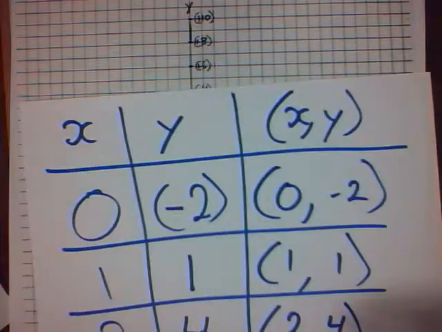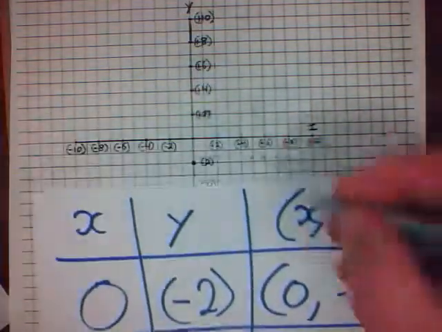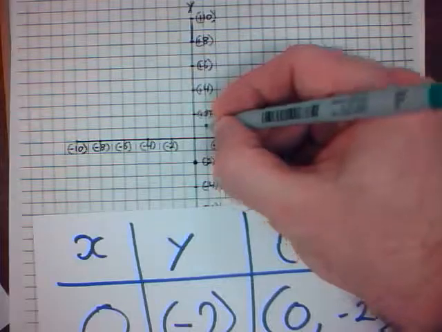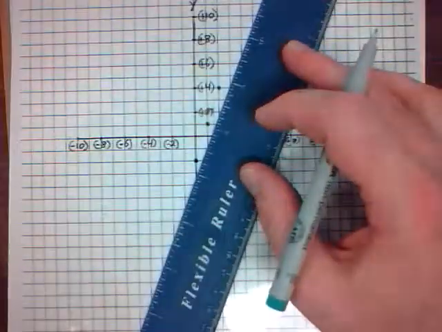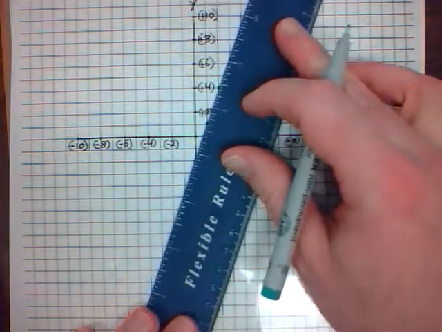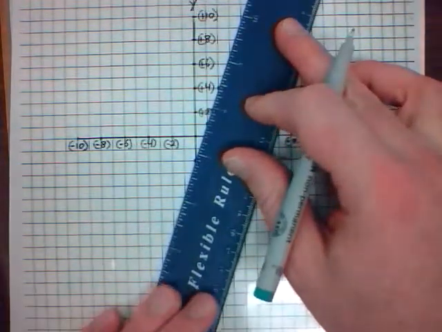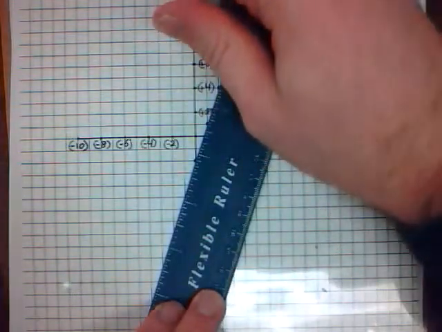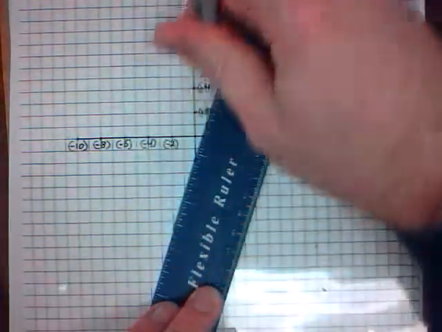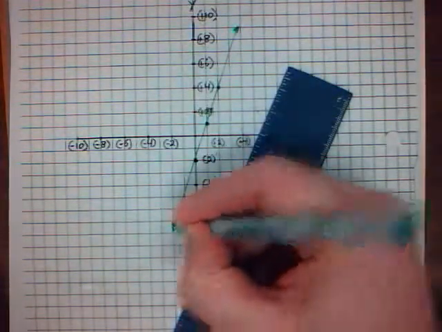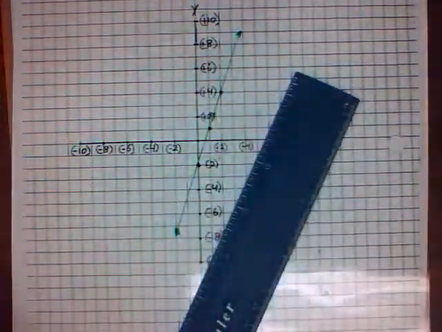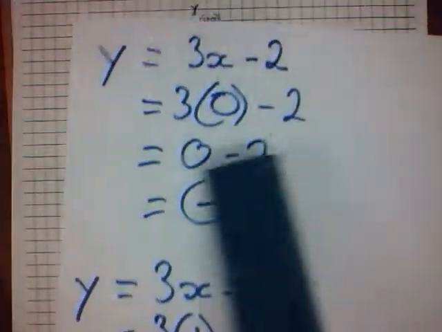Next, x is 1, y is 1. And finally, x is 2, y is 4. And once again, you take your ruler, and draw a line, and that is all of the possible answers to this equation.